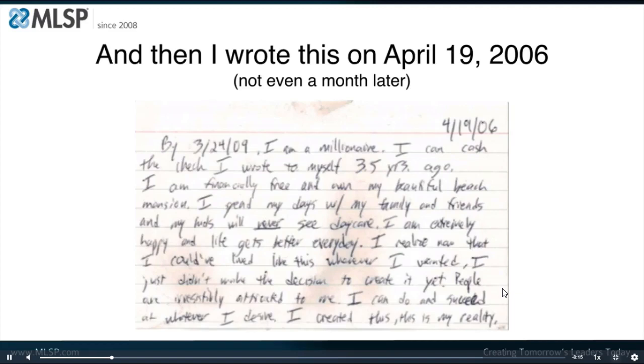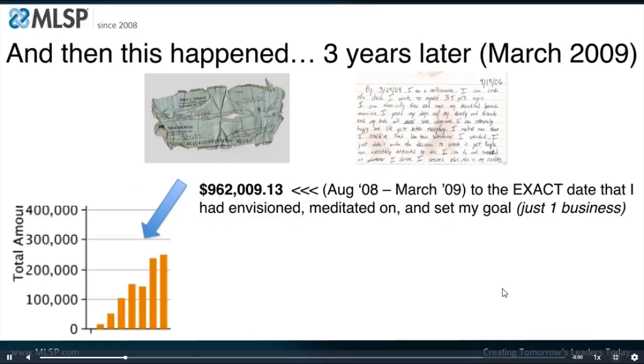People are irresistibly attracted to me. I can do and succeed at whatever I desire. I created this. This is my reality. So I wrote the check, and then I wrote this out about a month later, all for one goal that I had, a 3-year goal to hit and have a 7-figure business in 3 years, coming from nothing.